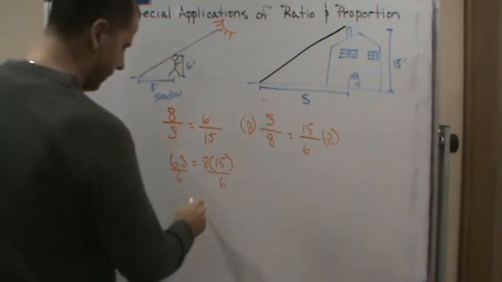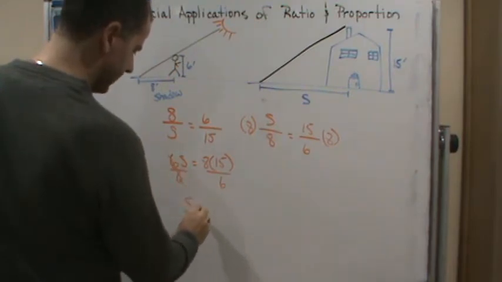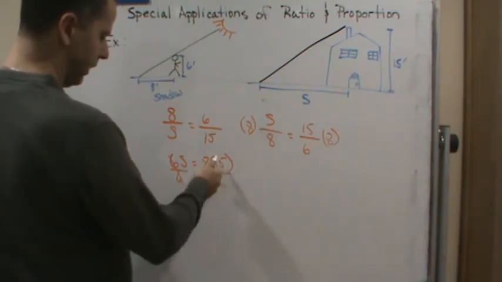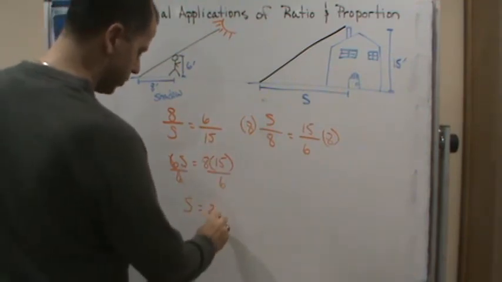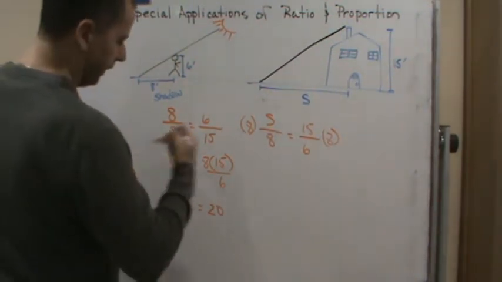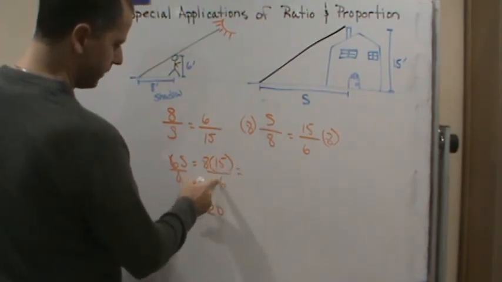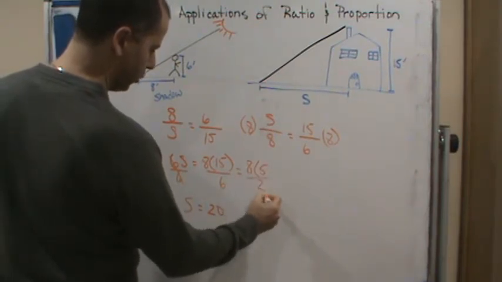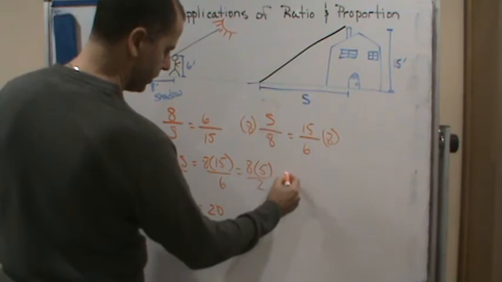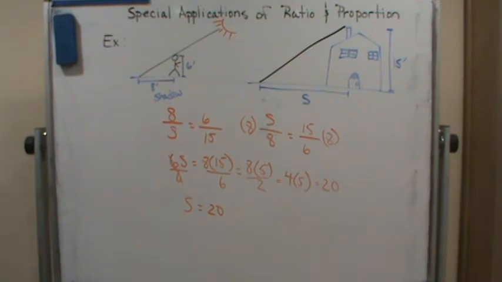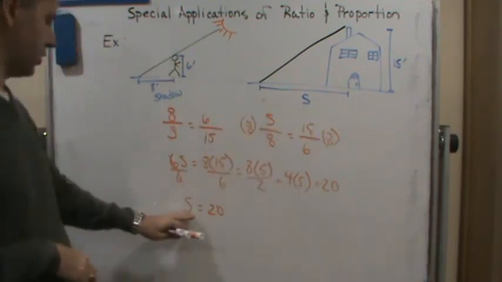So in this case here, if I solve for S, right? So S equals what? Well, this is going to end up being what? 5 times 4, which is 20. Okay? Because 3 divides the top and the bottom here, so this would be 8 times 5 over 2, but then 2 cancels with 8, which gives us 4 times 5, which equals 20. Okay? And so the length of the shadow of the house is 20 feet.